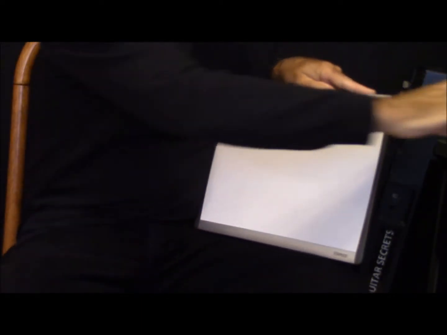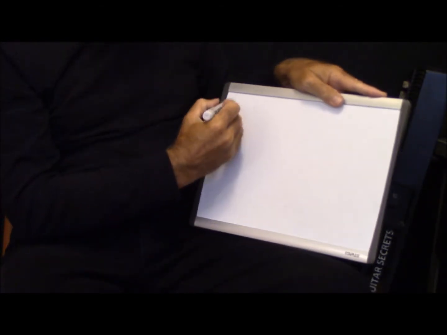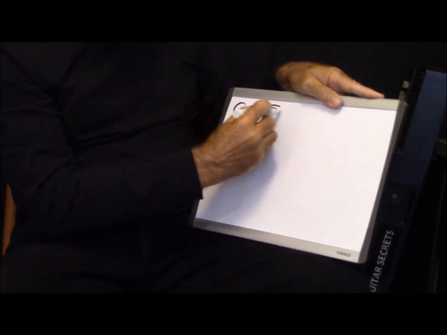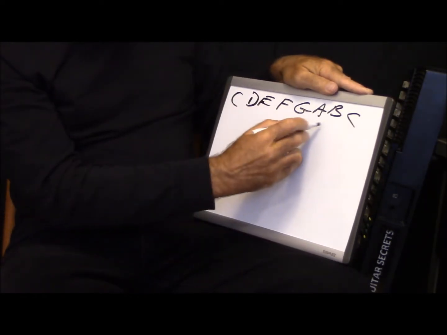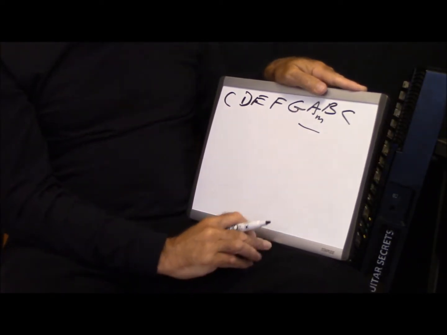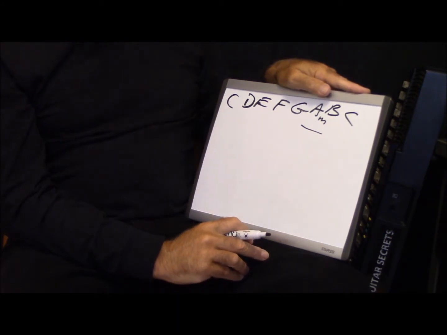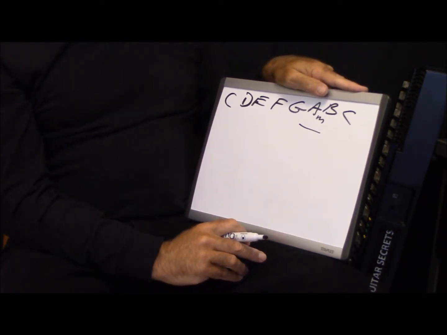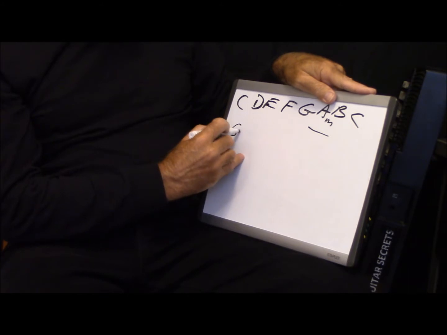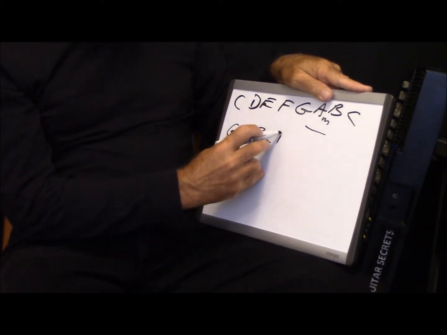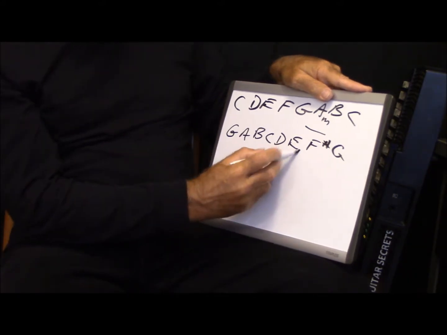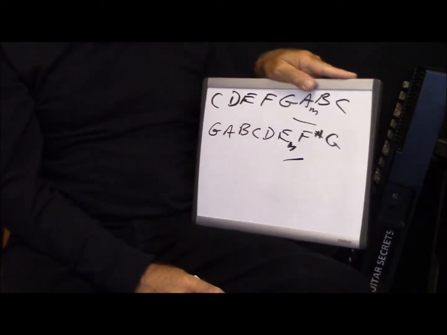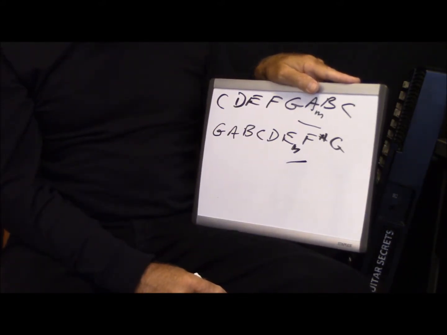And now don't forget, once again, if we write out the key of C major, C, D, E, F, G, A, B, and C, the sixth note is always the Aeolian mode. It's the relative minor to the key of C major. Same thing if we go to G, A, B, C, D, E, F sharp, and G major. E minor is the Aeolian mode, a relative minor to the key of G major.